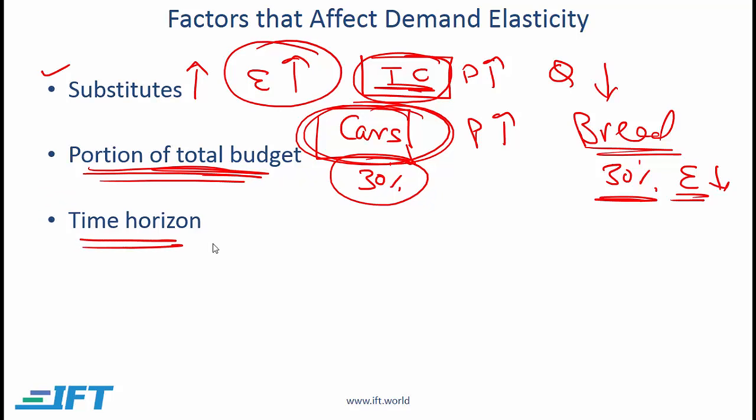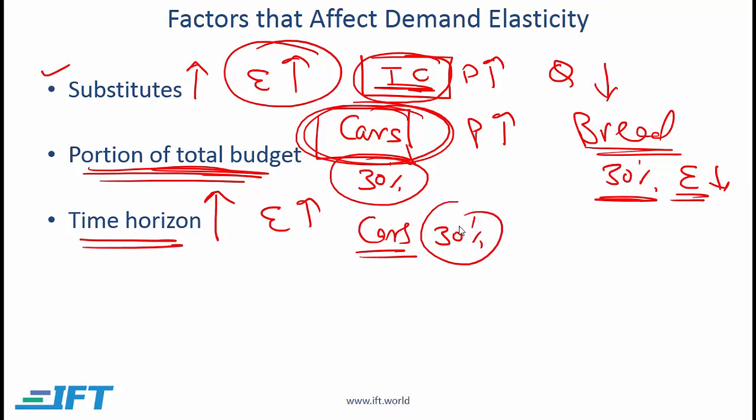The next point has to do with the time horizon. Here the quick point is that if the time horizon is long, then the elasticity will be relatively high. So let's go back to our cars example. Now, if the price of cars goes up by 30%, in the short run, the quantity demanded will come down, but probably not by very much. However, in the long term, people will find other modes of transport, and therefore the quantity demanded is going to come down much more if we take a longer term perspective. So the point is, the longer the time horizon, the higher the elasticity.